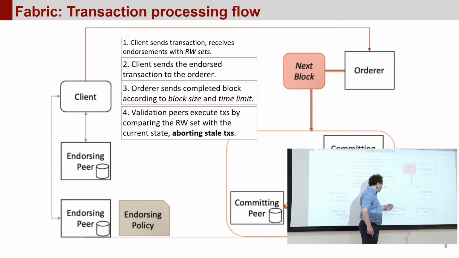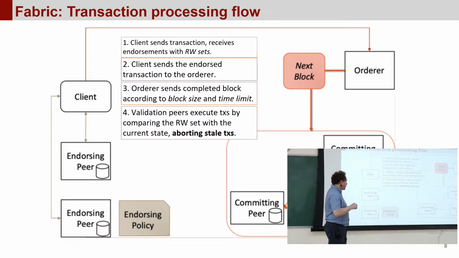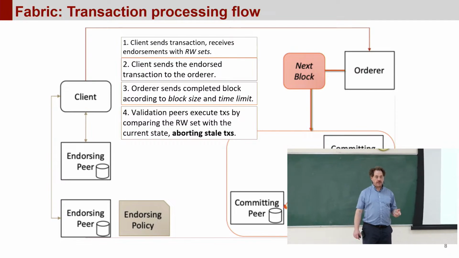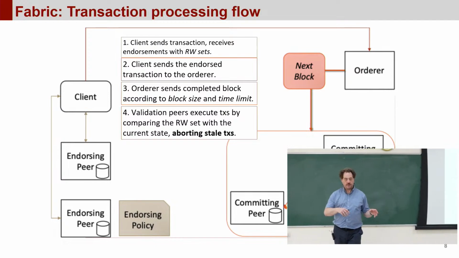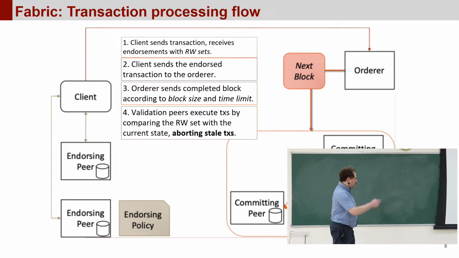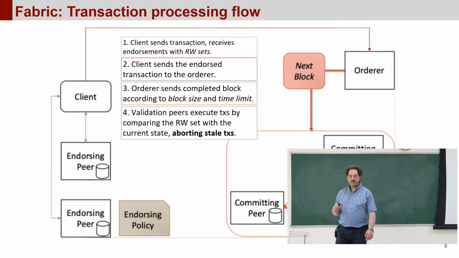Usually the validating and committing peers are the same. So validating peers finally execute the transaction. Please note that endorsing peers simulate the execution of transactions. They try to execute the transaction, but they do not update the actual data. They maintain a shadow copy of the data in order to simulate the transactions and produce the RW sets. It's the committing peers that actually execute the transaction, and they do it by comparing the RW set with the current state. Now, what may happen?